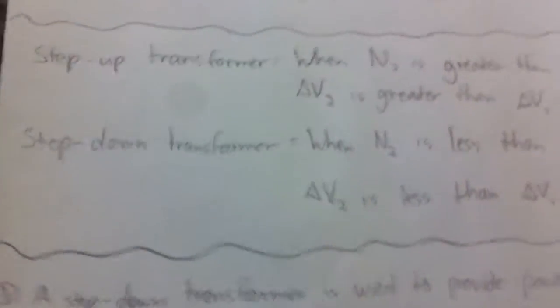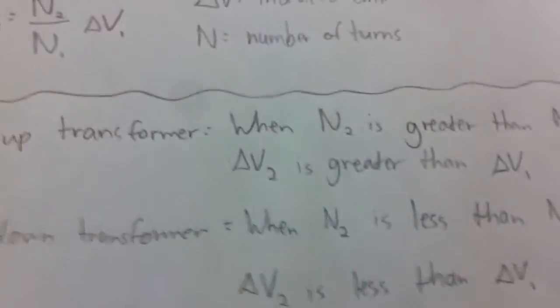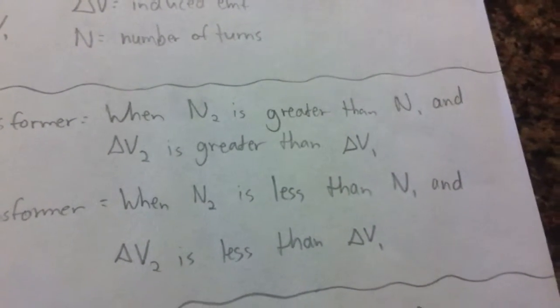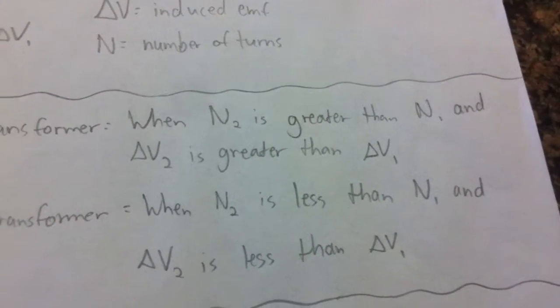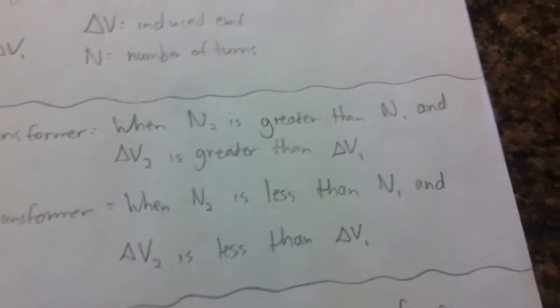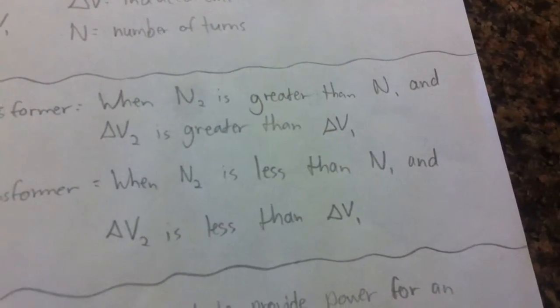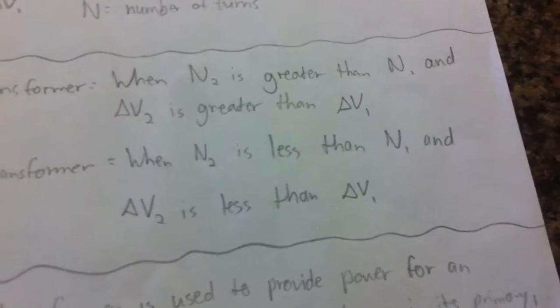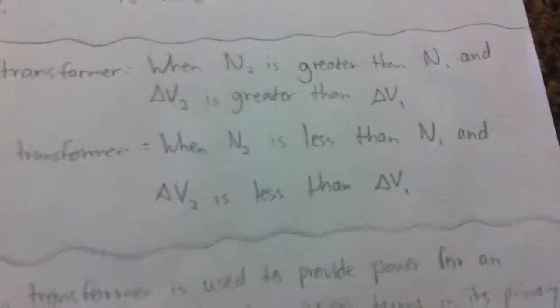And there are two types of transformers. We have step up and step down. Step up is when the number of turns in the secondary is greater than the number of turns in the primary, and the induced EMF in the secondary is greater than the EMF in the primary. The step-down transformer is just the opposite of that. When the number of turns in the secondary is less than the number of turns in the primary, the induced EMF in the secondary is less than the EMF in the primary.